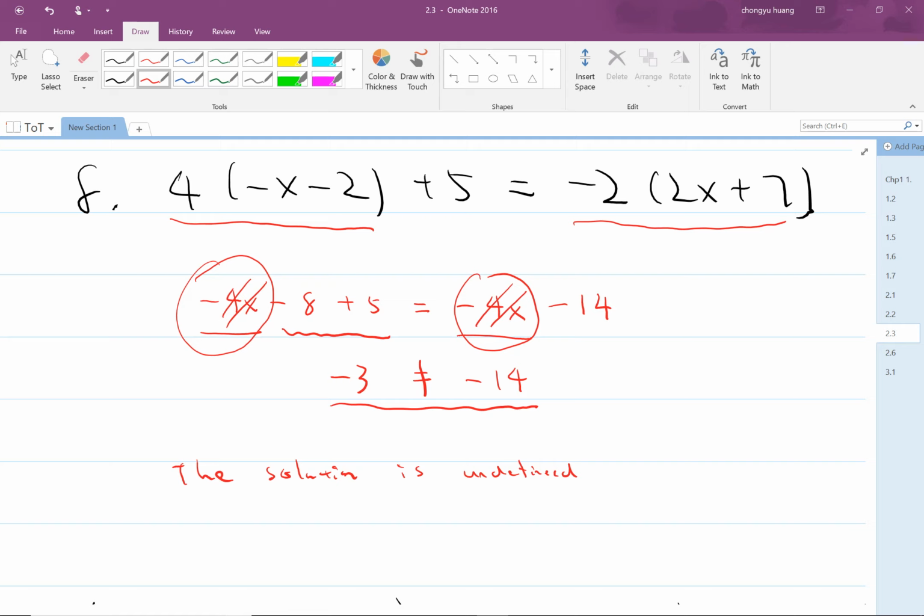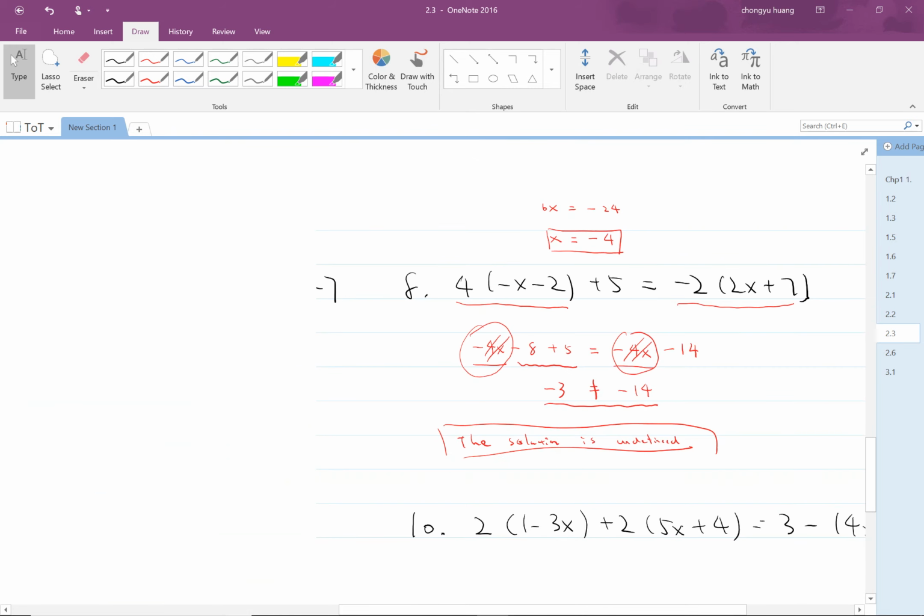The solution is undefined. So this is how you deal with those kinds of problems. Okay, this is how you actually deal with those kinds of problems. The solution is undefined.